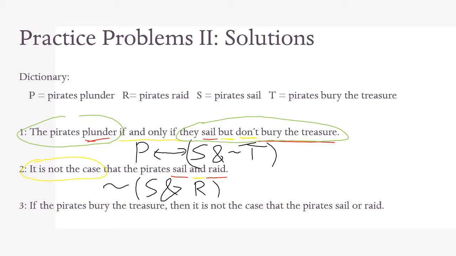Let's look at the third one. We have bury the treasure. We have sail or raid. So we have T, S, R. Then we have an if then. And we have a it's not the case. And then we have an or. So we have the T here.